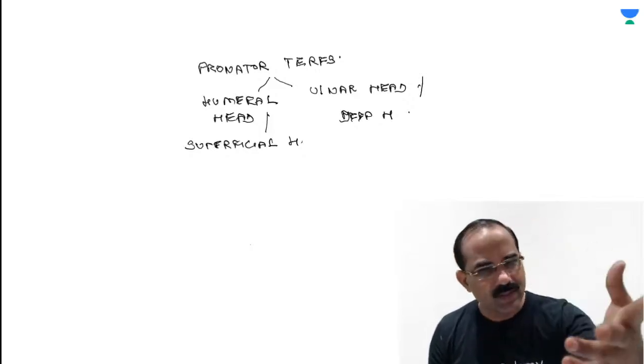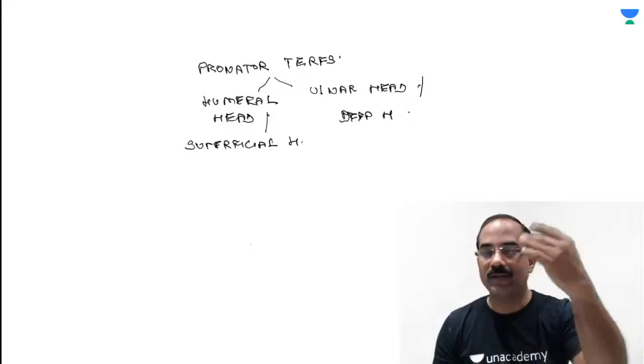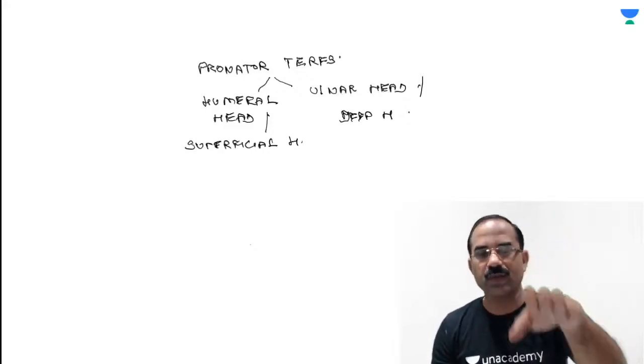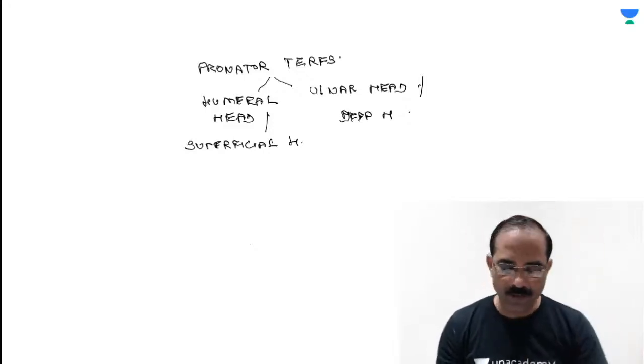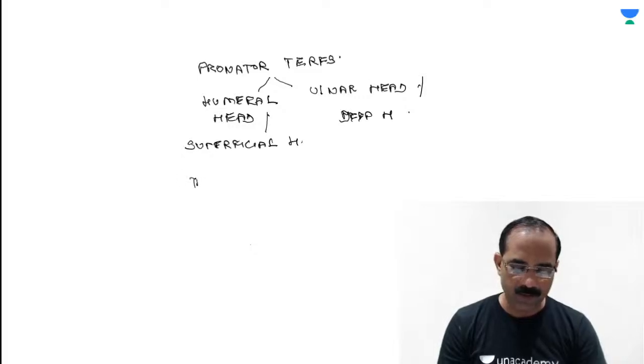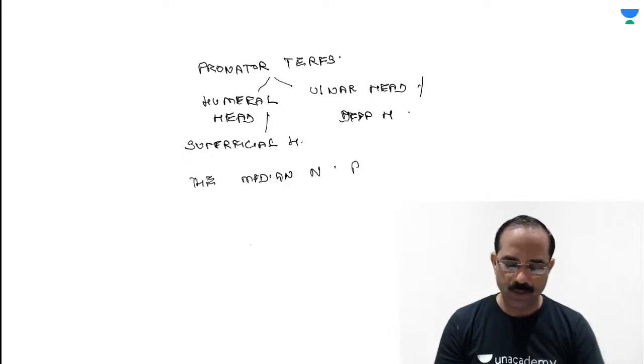Now, why am I telling you this? Because between these two heads, there's someone who passes between these two heads, the median nerve. The median nerve passes between the two heads. Okay, I'll just mention this. The median nerve passes between the two heads.